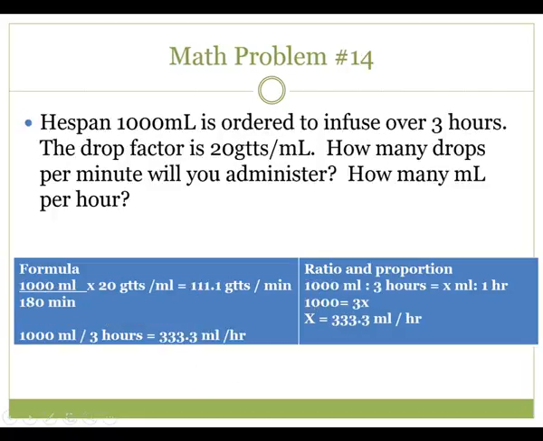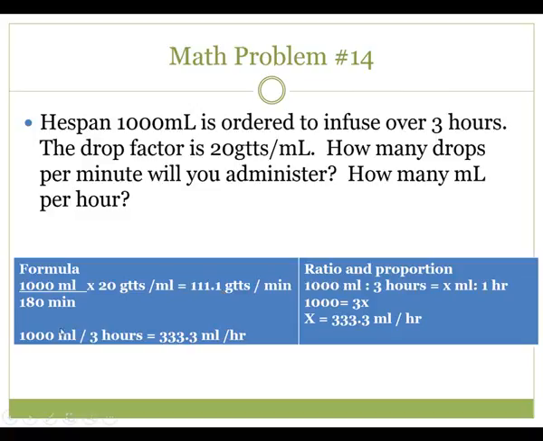All right. Hespan, which is a volume expander, 1,000 milliliters is ordered to infuse over 3 hours with a drop factor of 20 drops per mil. How many drops per minute do you administer and how many mils per hour? 1,000 mils over 180 minutes times your 20 drops per mil drop factor comes out to 111.1 drops per minute, which obviously 111 drops per minute is what it would be.